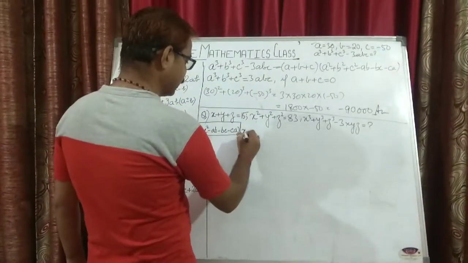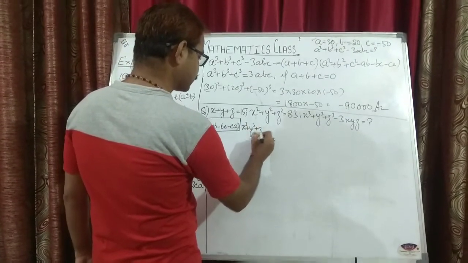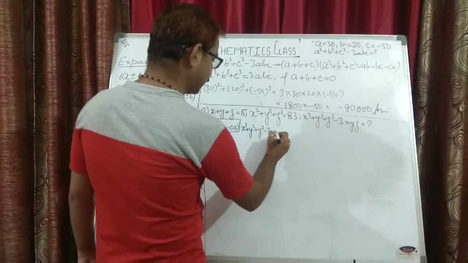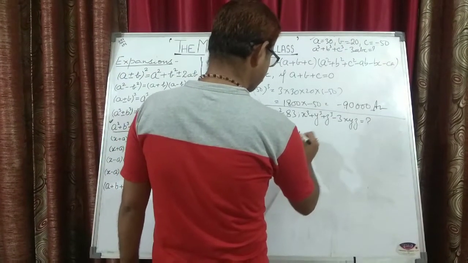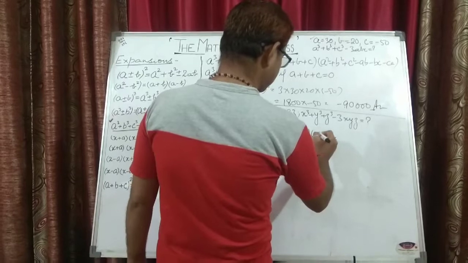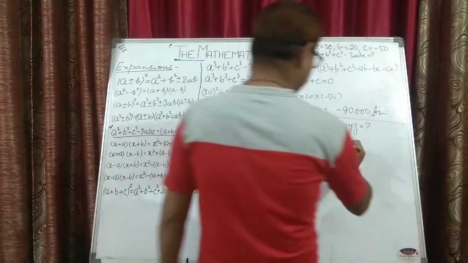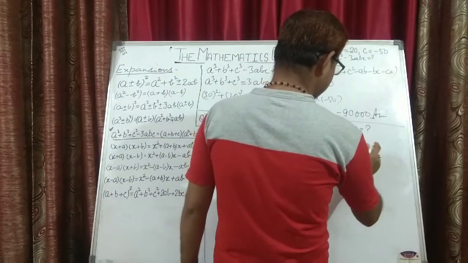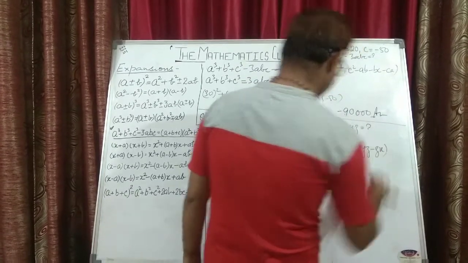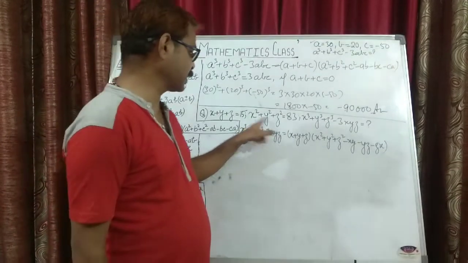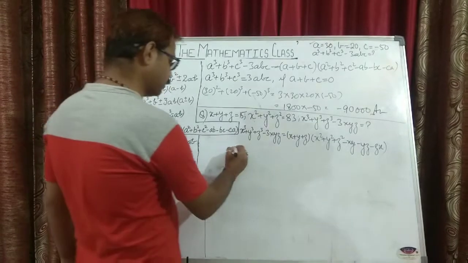We know that x cube plus y cube plus z cube minus 3xyz can be written as x plus y plus z into x square plus y square plus z square minus xy minus yz minus zx. You have been given the value of x square plus y square plus z square as 83 and x plus y plus z is 15. So we'll simply substitute the values.